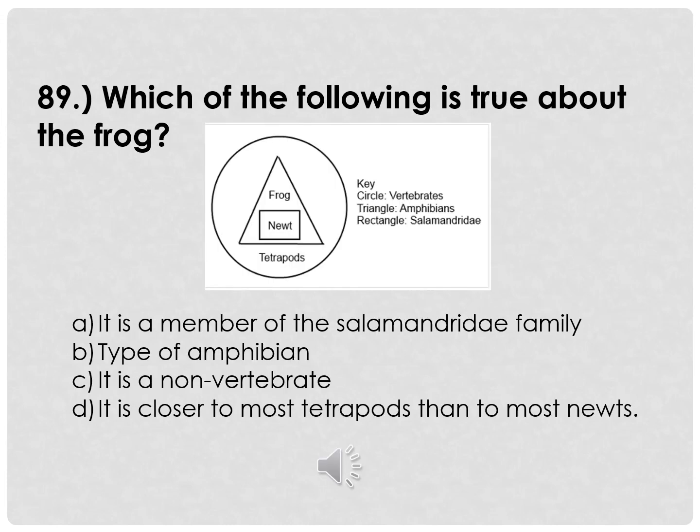Which of the following is true about the frog? So if we look at our key, we can see that the circle represents vertebrates, the triangle represents amphibians, and the rectangle represents the family Salamandriae. If we look at our answer options, we can see that it is not a member of the Salamandriae family. C, it is a non-vertebrate. That's not true because it's within the circle. D, it is closer to most tetrapods than to most newts, which is not true also because it's one step away from either of those. So B, it is a type of amphibian, is our correct answer.